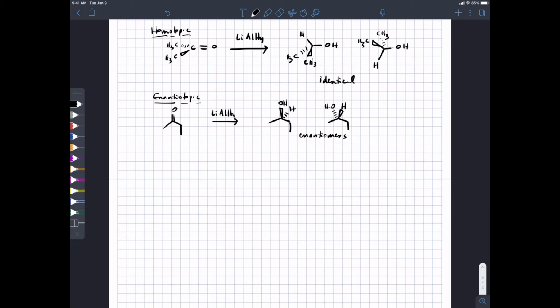And then our final example was the molecule with diastereotopic faces. If we reduce from above versus below, we actually get diastereomers rather than enantiomers because that other stereocenter is not affected by the reaction.